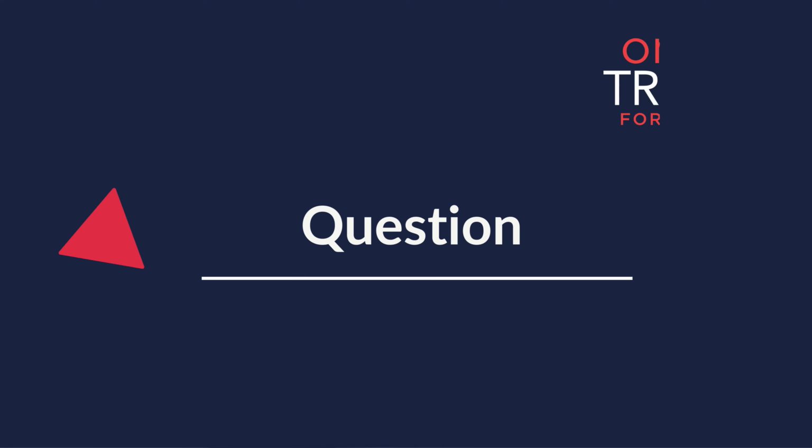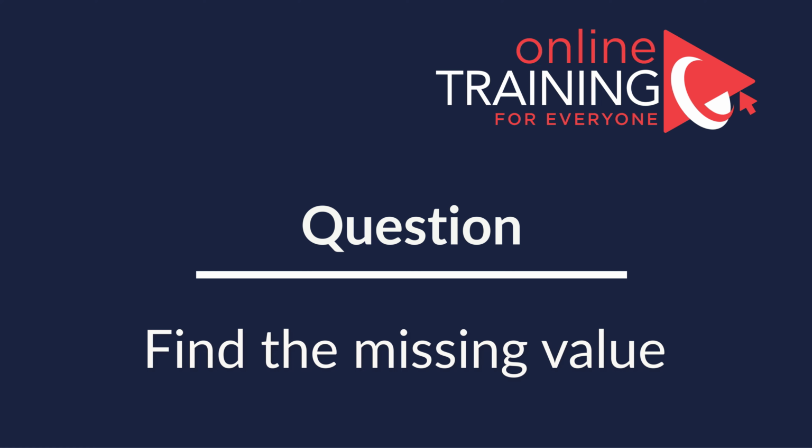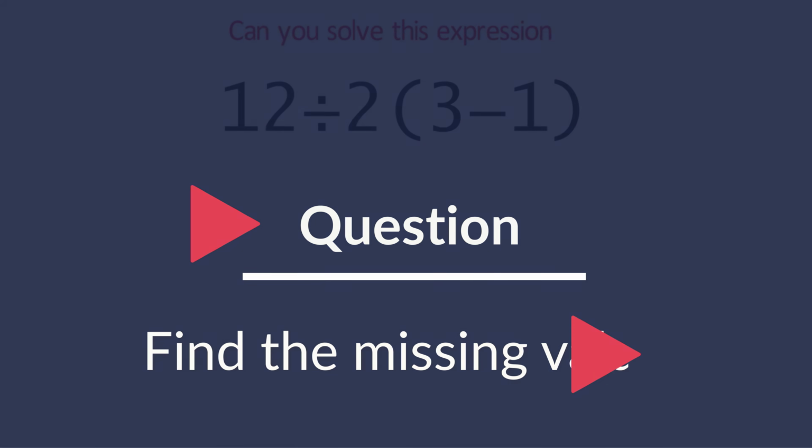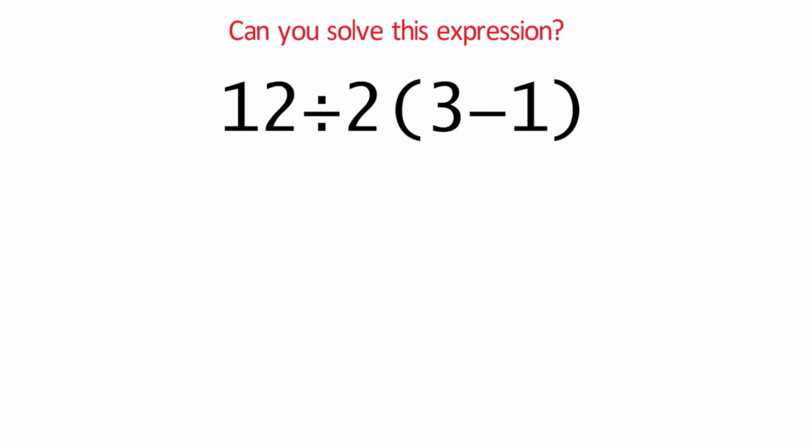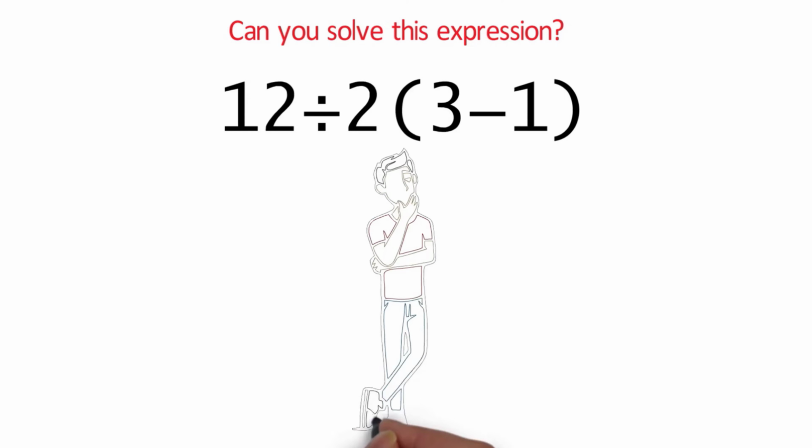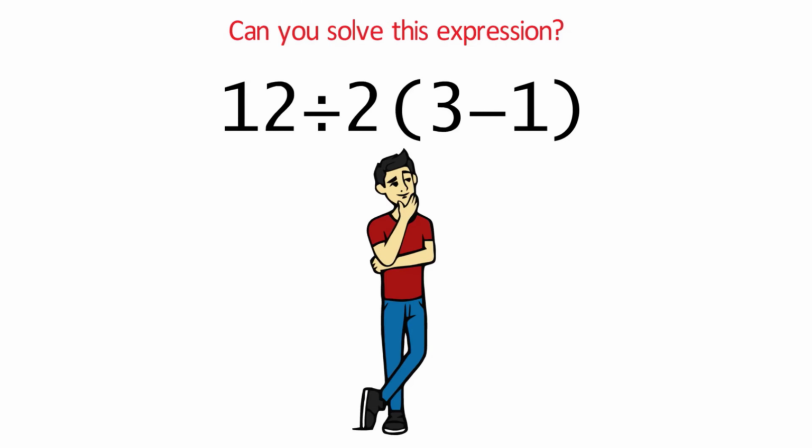Here's an interesting question, which is easy to understand, but at the same time you will have a lot of fun solving it. You need to calculate the simple expression, 12 divided by 2 and then multiplied by the value in parentheses, which is 3 minus 1.